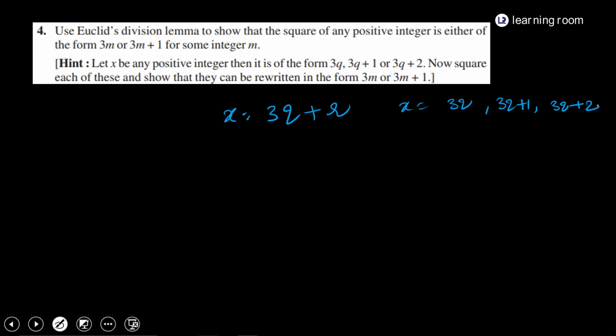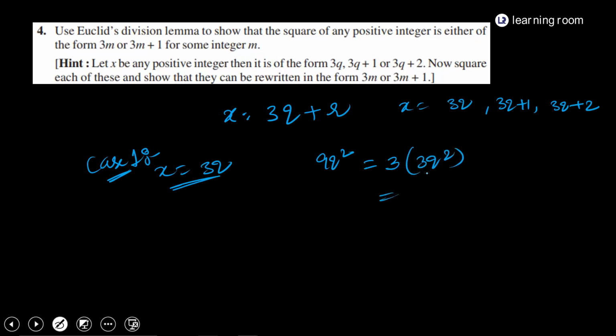So now consider the case when x is equal to 3q. This is case 1. Okay. Case 1, x equal to 3q. Now what we need to do? We need to square it. Square of any positive integer we need, no? What is the square of 3q? It's 9q square. So we need to show that it is in the form of 3m or in the form of 3m plus 1. So how can you express 9q square in terms of 3m? 9q square can be written as 3 into 3q square. So we can take 3q square as some m. It's 3m.